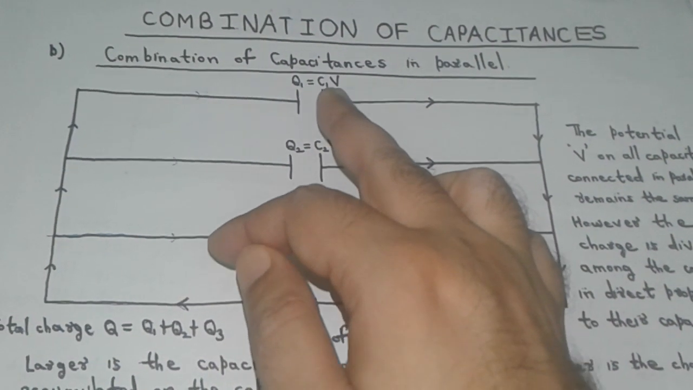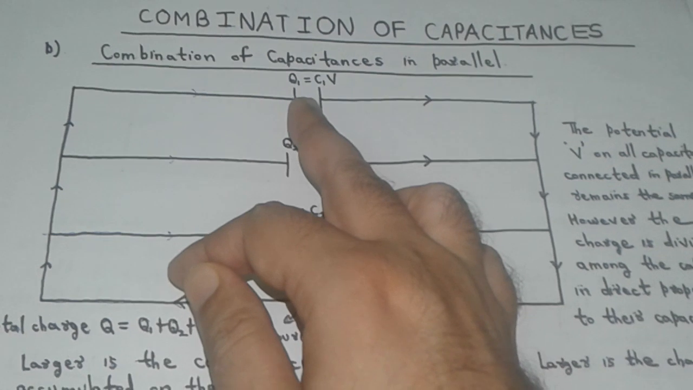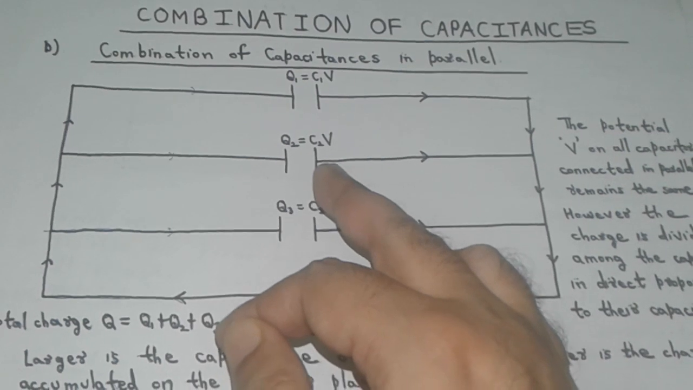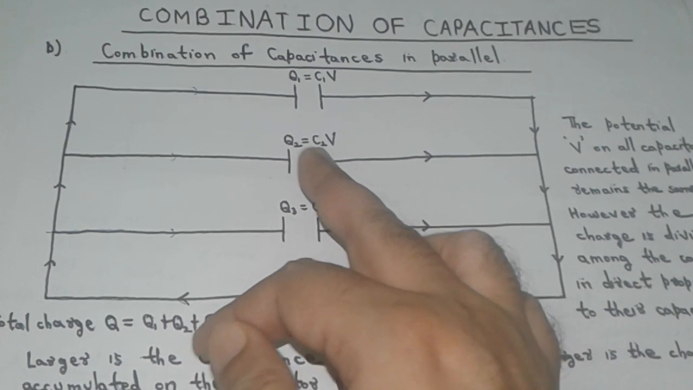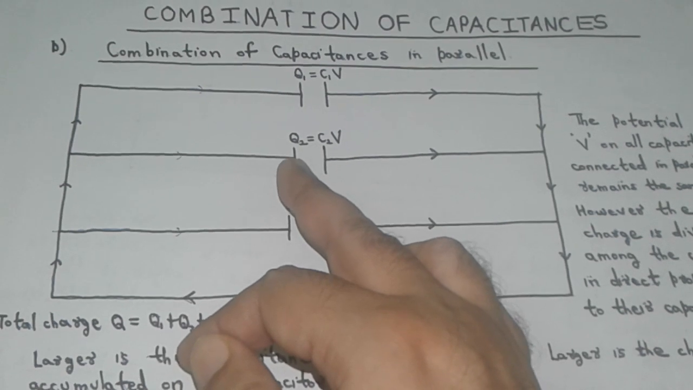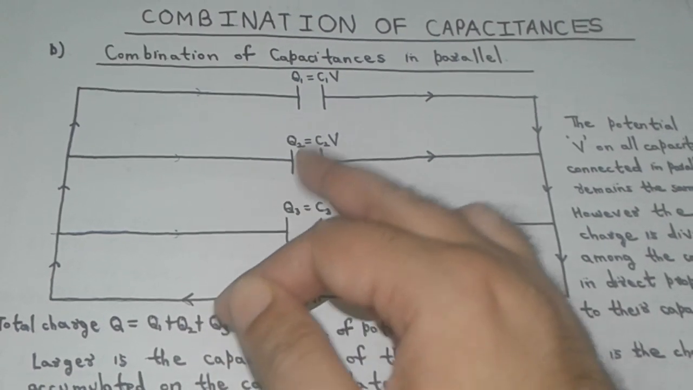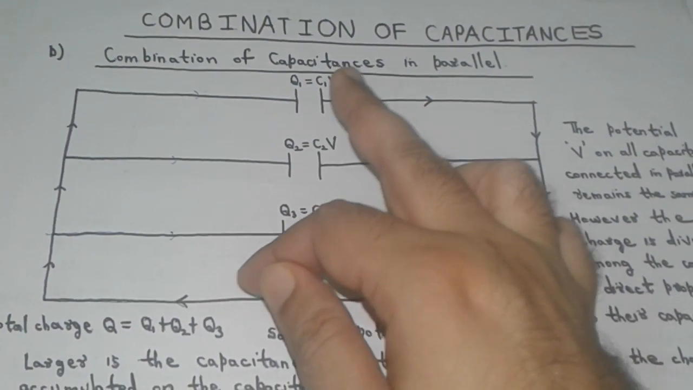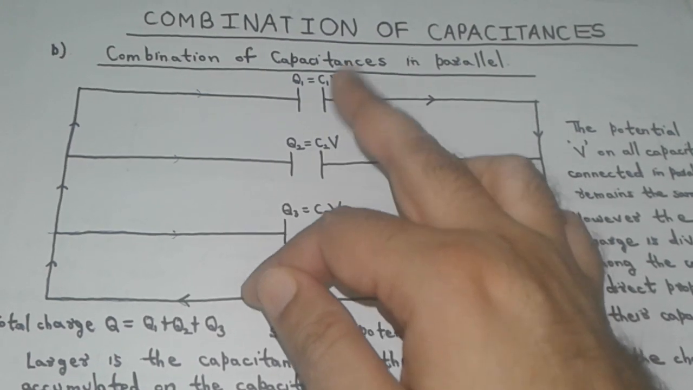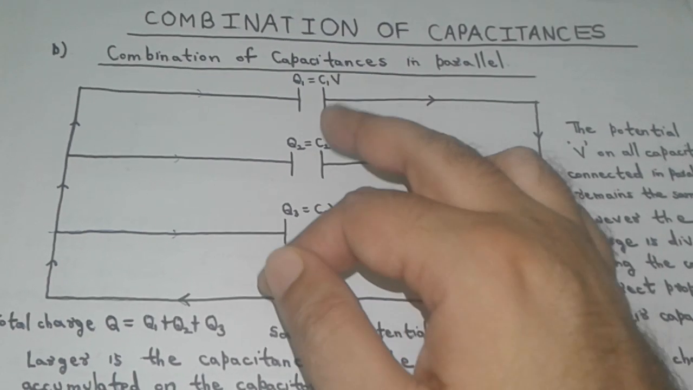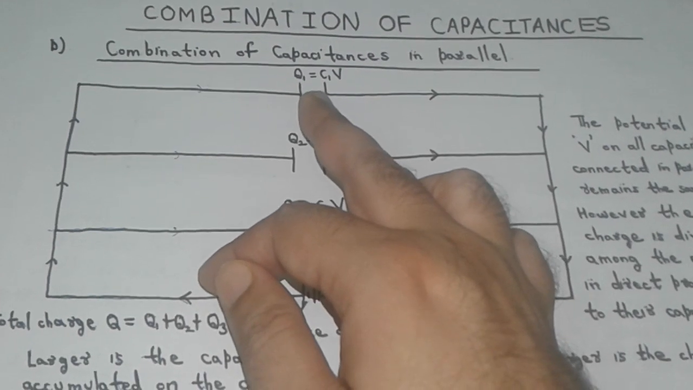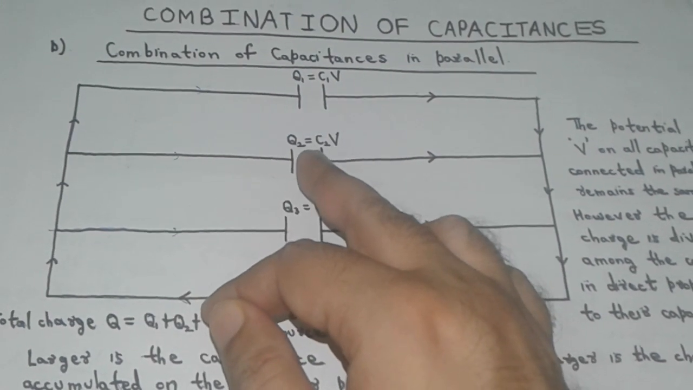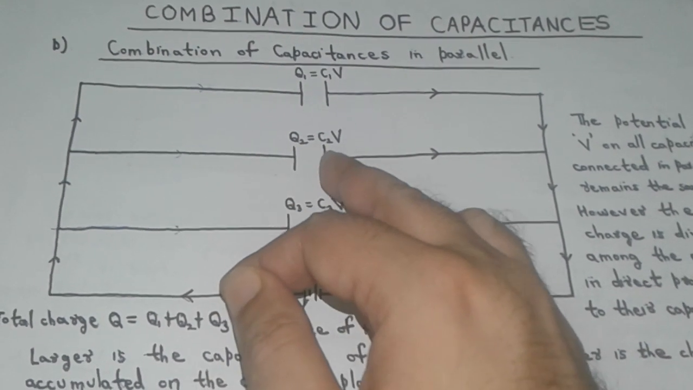Higher is the capacitance of a capacitor, higher is the charge accumulated on its plates. On the other hand, lower is the capacitance of a capacitor, lower is the charge accumulated on its plates when raised to the same potential difference V. Thus, when two capacitors of capacitances C1 and C2 are connected in parallel such that C1 is greater than C2, then the charge Q1 accumulated on capacitor C1 is greater than the charge accumulated on capacitor C2.